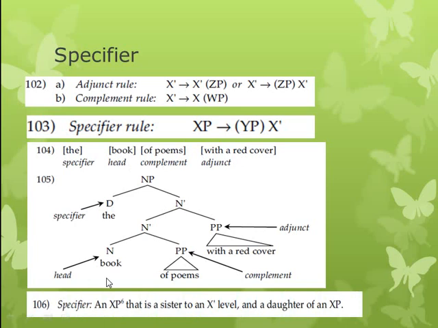Okay, so a specifier is an XP that is a sister to X bar level and a daughter of XP. Jadi di sini determiner is not XP. Okay, this is a bit of a problem, but actually there will be more discussion about that. But it should be we call it as XP. Jadi specifier itu adalah XP yang sister to X bar and a daughter of XP. Okay, it's just like that.